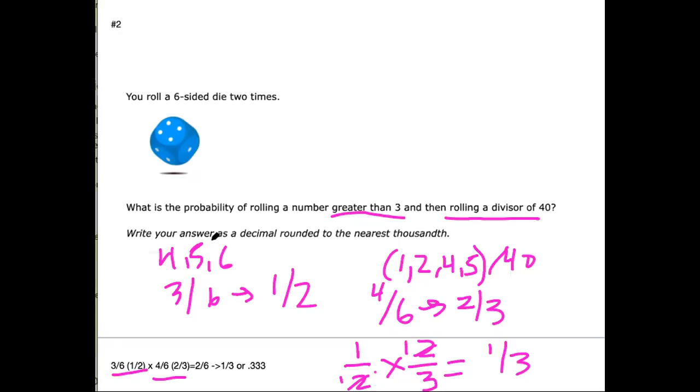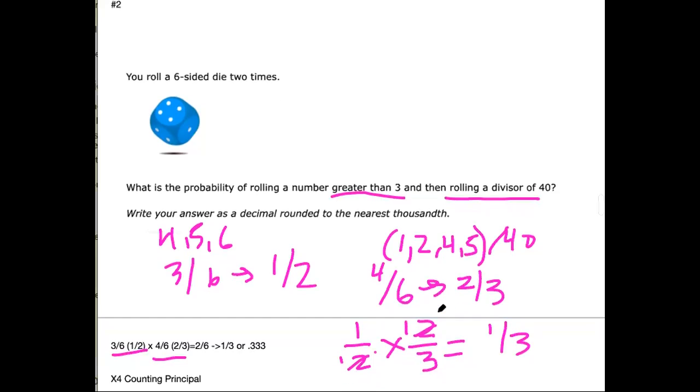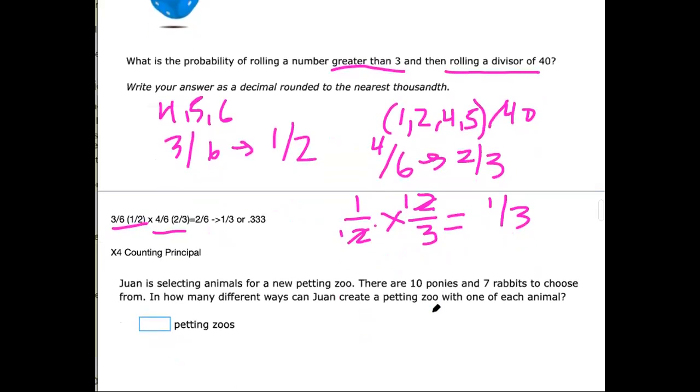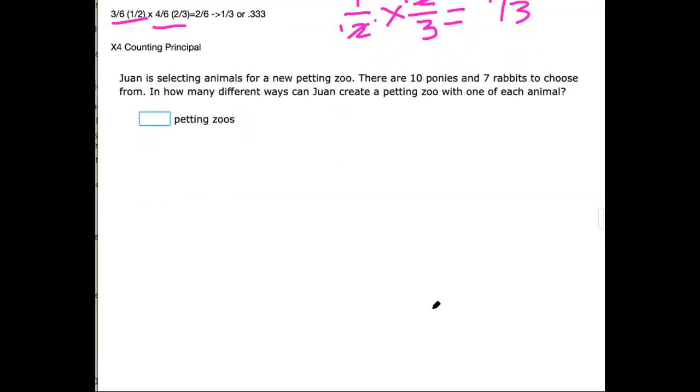Okay, because they're asking you to write your answer as a decimal rounded to the nearest thousandth. So 1/3 is going to be the equivalent of 0.333. All right, so going to the next section, counting principle.